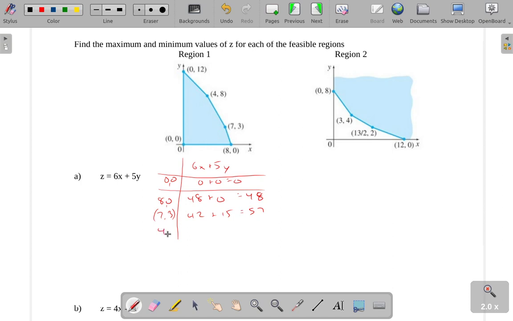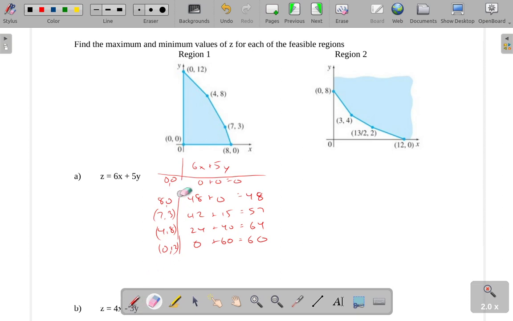At the point 4, 8, we get 24. That's 6 times 4 plus 5 times 8, which is 40. That's 64. And at the point 0, 12, we get 6 times 0, which is 0, 5 times 12, which is 60. So that is the value we get there.